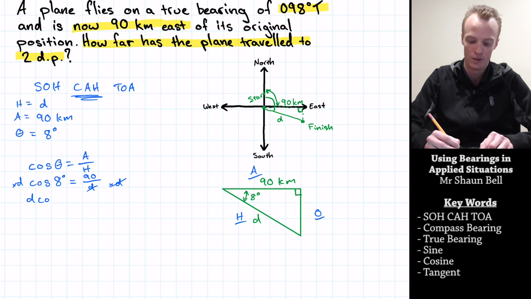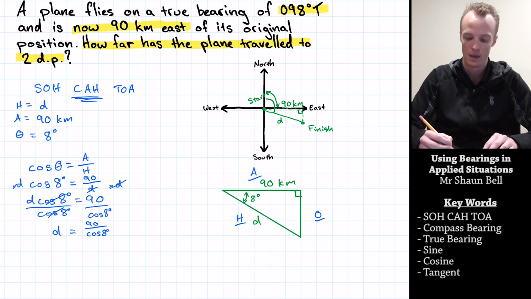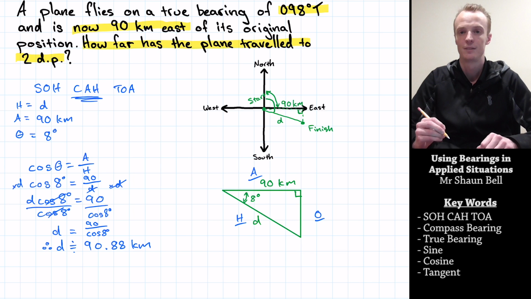So d cos 8 degrees equals 90. And now we need to divide both sides by cos of 8 degrees. So here this will cancel and leave us with d on the left hand side, which will be equal to 90 divided by cos of 8 degrees. And when we put this into our calculator, we find that d is approximately equal to 90.88 kilometres rounded to 2 decimal places.